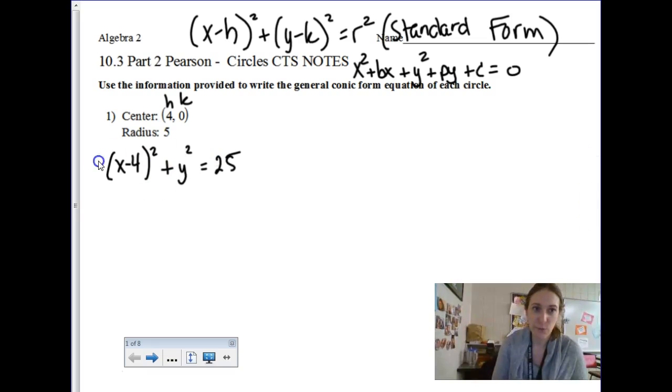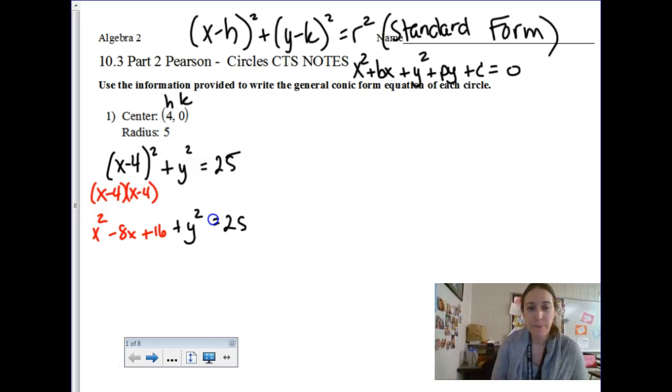So our first step is to FOIL this term out. Remember (x minus 4) squared is x minus 4 times another x minus 4. So that becomes x squared minus 8x plus 16. And then we don't have to do any FOILing on the y parentheses, so that's excellent. The only other thing I'm going to have you do is rearrange some terms. I'm going to keep the x squared minus 8x together. In some books, they'll put the x squared and the y squared together.